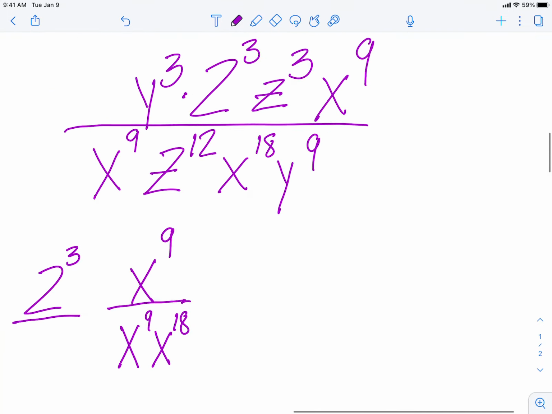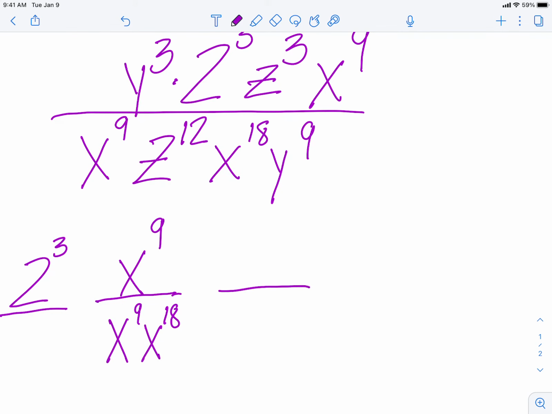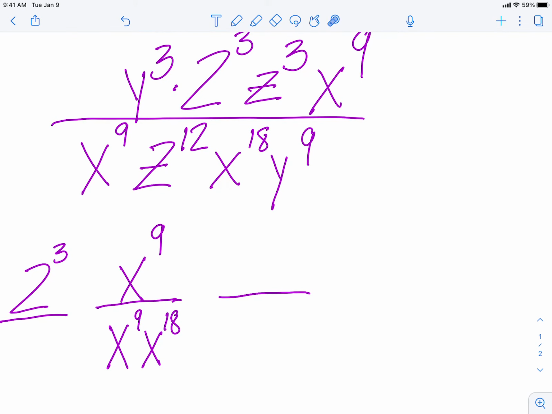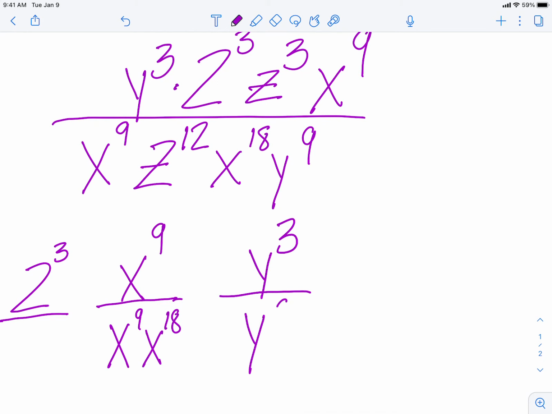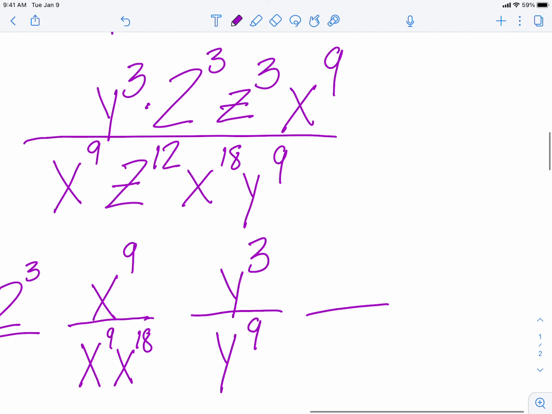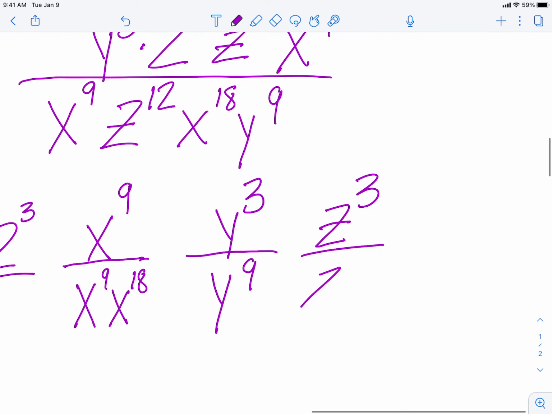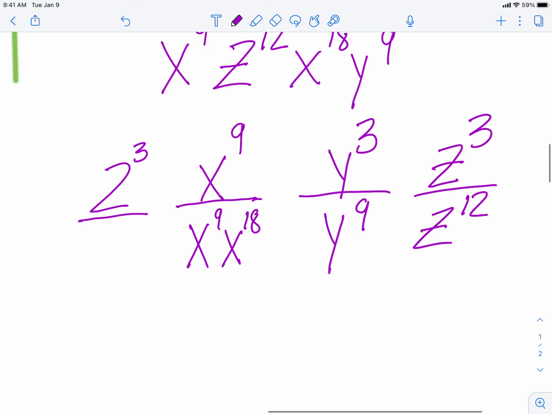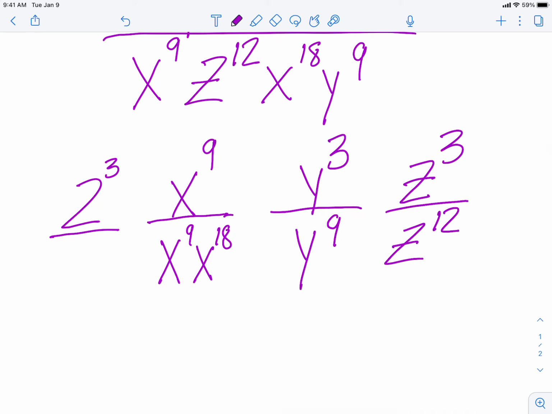That's my x's. Now we're going to do our y's. So on top, I have y to the 3rd. On the bottom, I have y to the 9th. And finally, we have z. On top, I have z to the 3rd. And on the bottom, I have z to the 12th. Look at that.